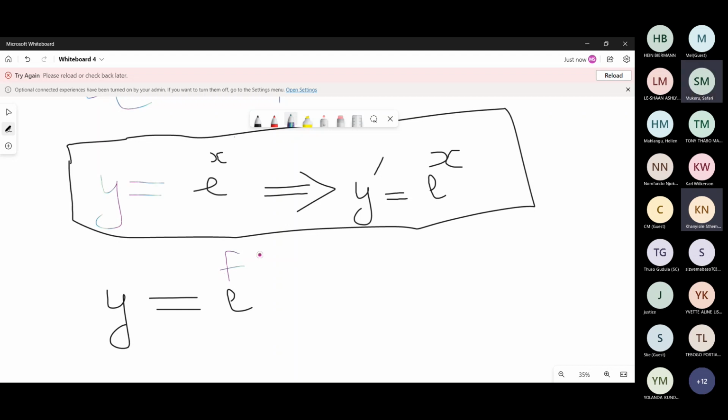If we have e power f of x, what is this derivative now? How do we find this derivative? Please, you do the following. You first take the derivative of the exponent, f prime of x. Are you there, please? I want to hear from you.